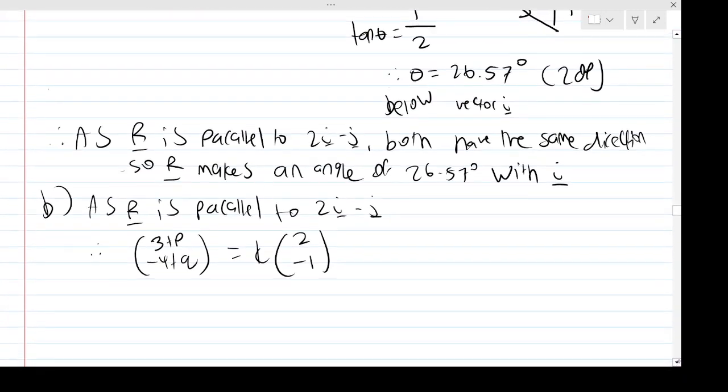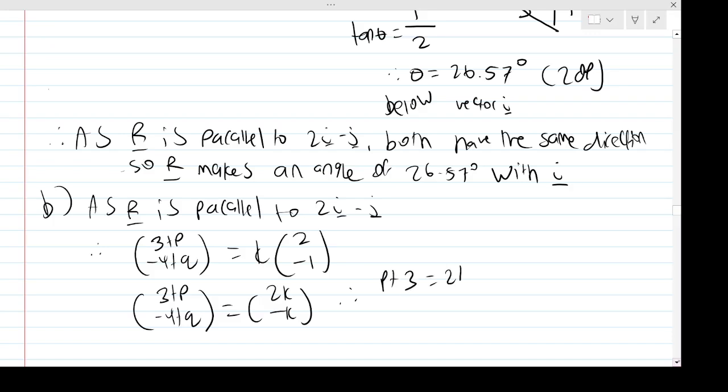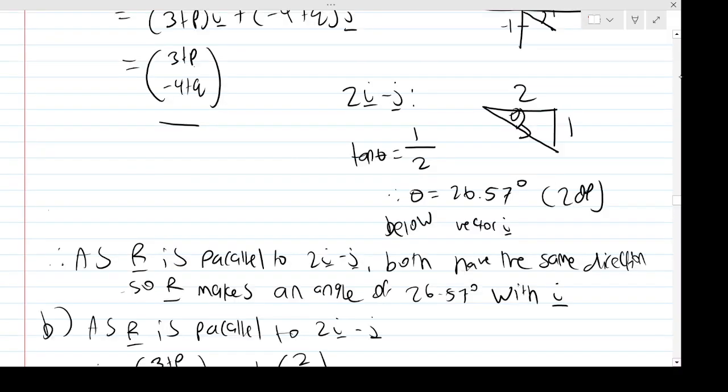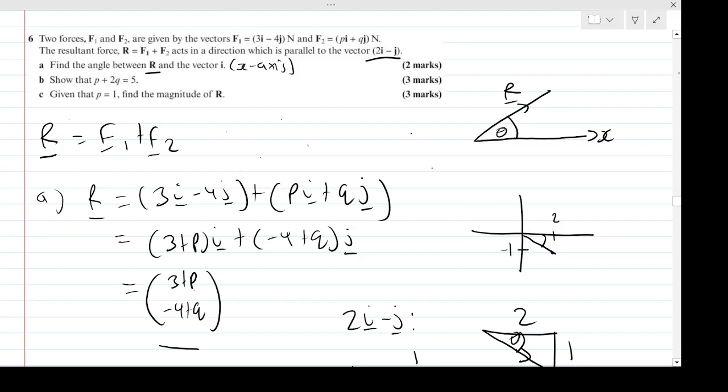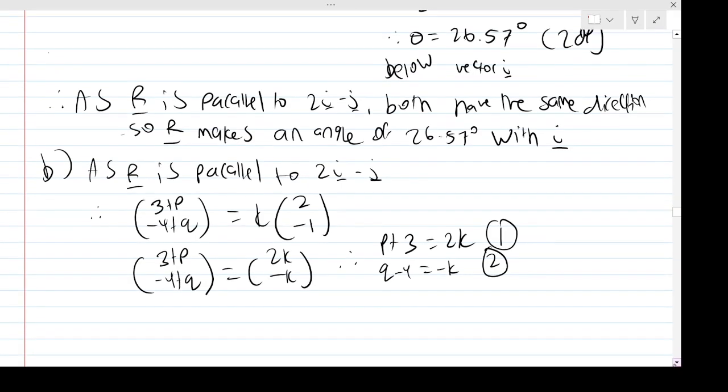Well, then at this point, it's sort of just getting equations. Because if we multiply this right side column vector by k, we get 3 add p, minus 4 add q, equals 2k, minus k. And then from there, we can compare the two components, the top and the bottom component. So then we get p add 3 is equal to 2k, and q minus 4 is equal to minus k. And actually, these are simultaneous equations. Now, we need to show this equation here. So we already have P and Q. There's no K here, so we need to get rid of K.